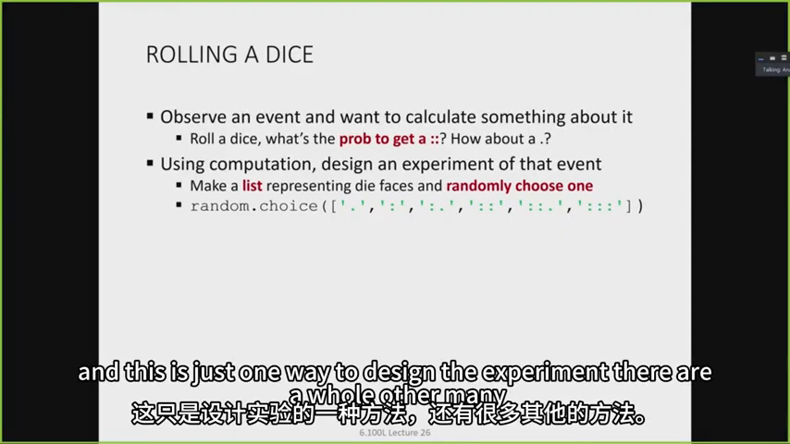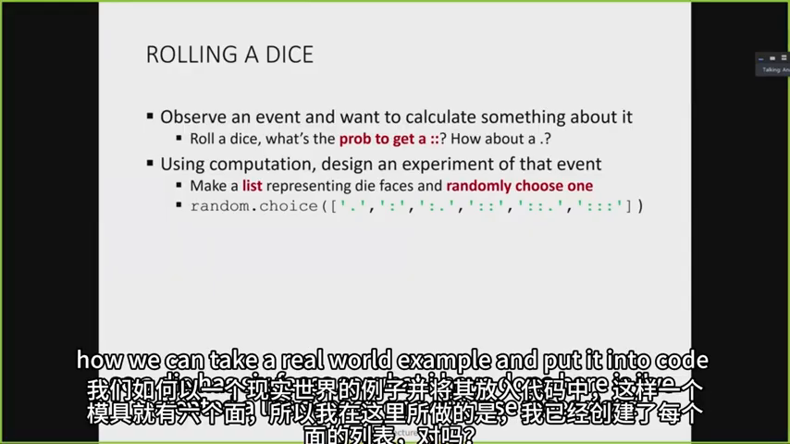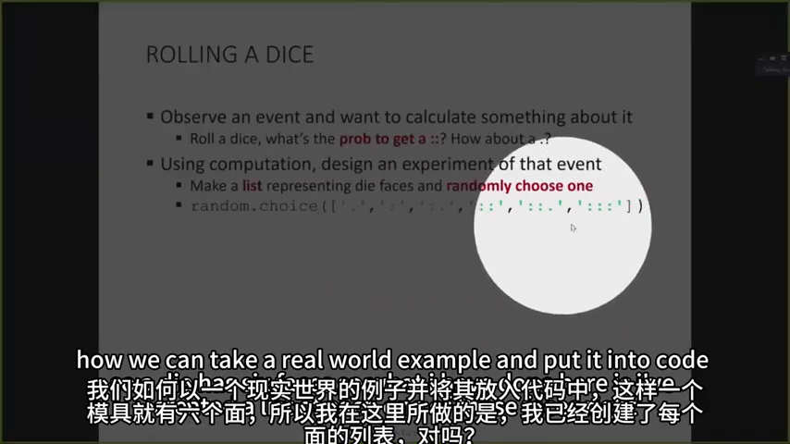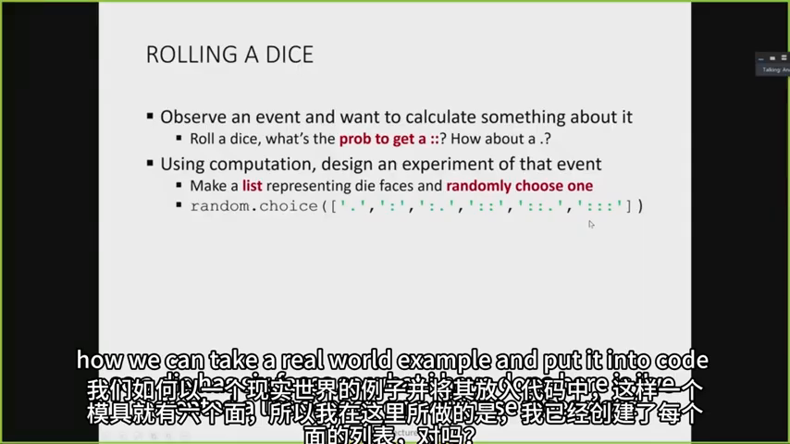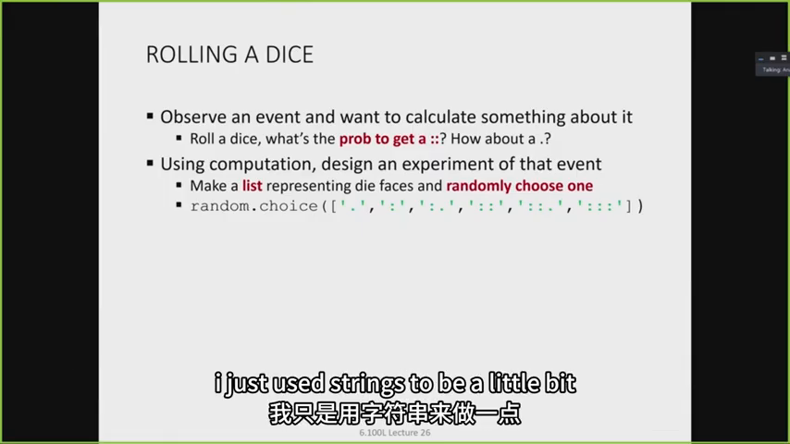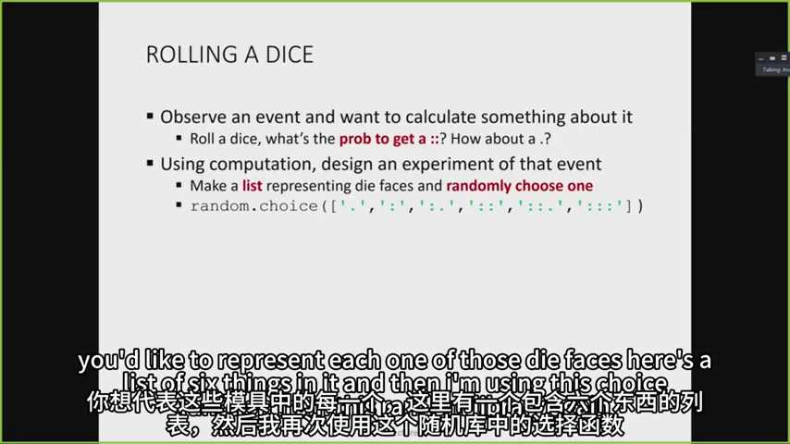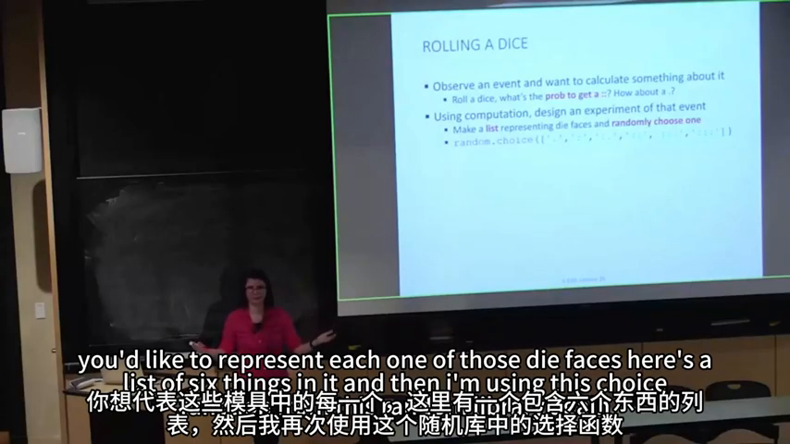And this is just one way to design the experiment. There are many other ways to design it. This is just one that I chose that felt like it illustrated most how we can take a real-world example and put it into code. So a die has 6 faces. What I have done here is I've created a list of each one of those faces. You could have used numbers as the elements in the list. In this case, I just used strings to be a little bit cuter. However you'd like to represent each one of those die faces, here's a list of 6 things in it.